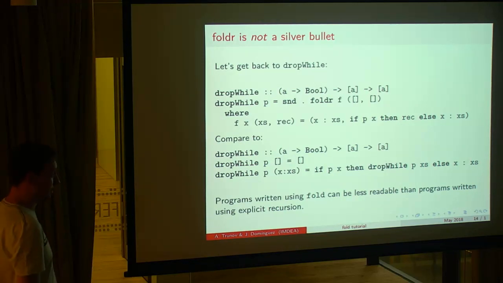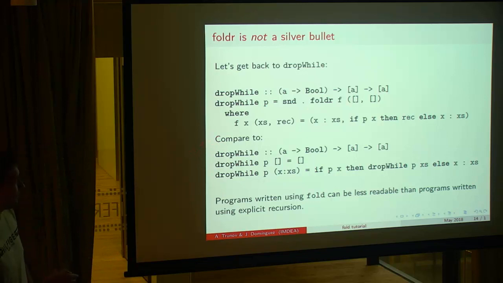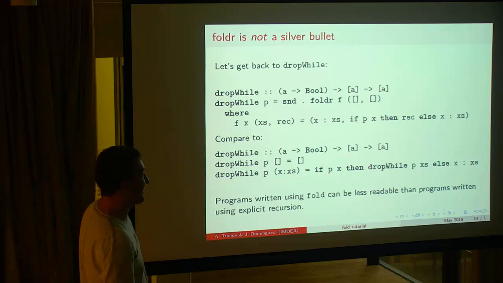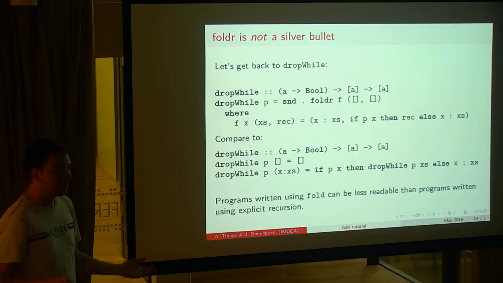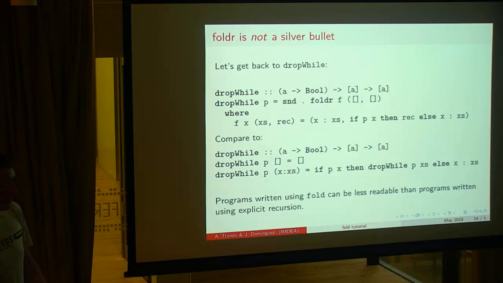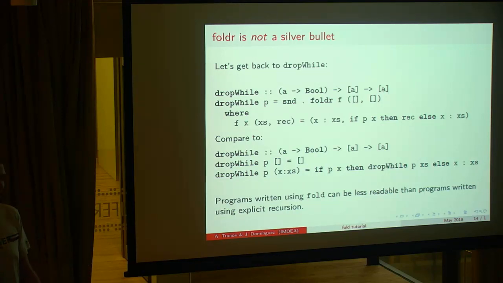But let's compare the implementations. Which one do you like best? This one with the folder f, or the recursive one? What's your call? What is more readable? Yeah, I like the second one more also. Okay. This means that it's not a silver bullet. You should know how to use it, right? But it doesn't mean that you should use it everywhere, right?